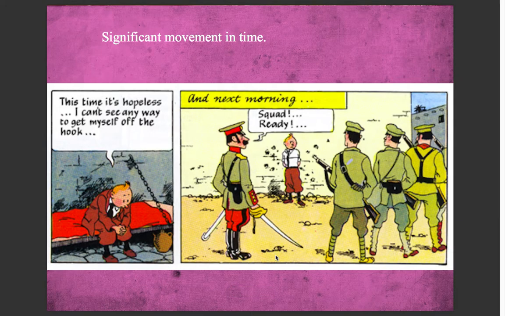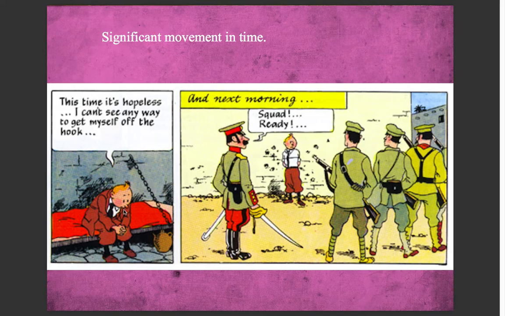Now, we're going to move on to significant movements in time between two panels. So here we see Tintin on his bed. He can't get himself off the hook. And then in the next panel, there is a firing squad getting ready to do him in. So the transition between here and there, probably hours. Is this evening and this is morning? I forget if this is evening. But anyway, it's significant enough that we would call it another scene.